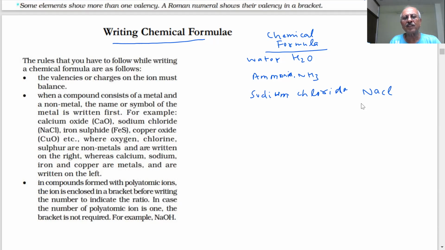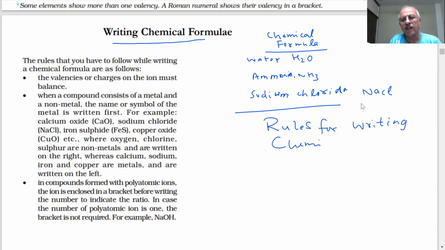As I said, we must learn the valencies. So, the rules for writing chemical formula, student. What are the rules we will use for writing the chemical formula? This is an important question. The rules that you must follow while writing the chemical formula.